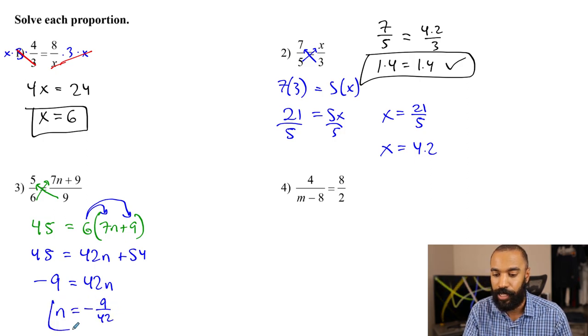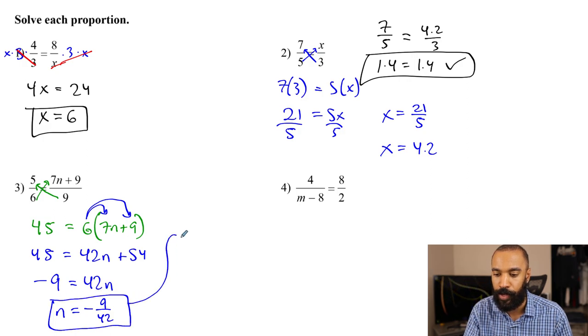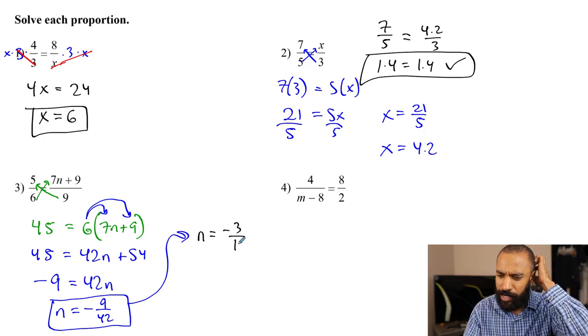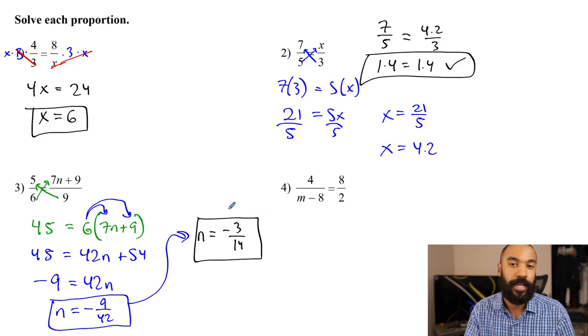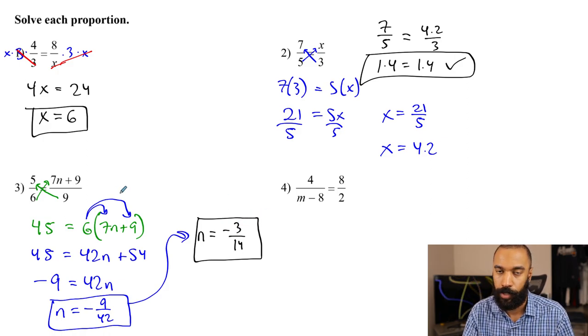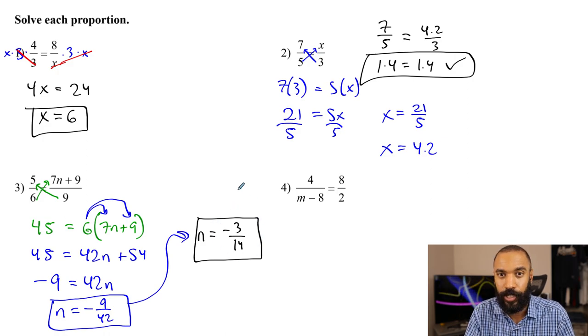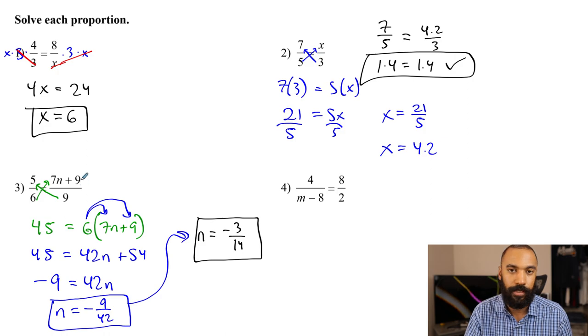I think this actually can reduce. I can divide both these by 3. So let me clean that up a little bit more. N equals negative 3 over 14. Negative 3 14ths. Okay, so there's the answer to that one as we're working through. A fraction again, very strange one. You can double check by substituting, and then you see that it works if you did the math right.